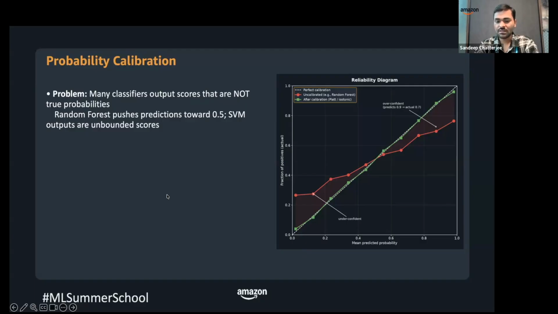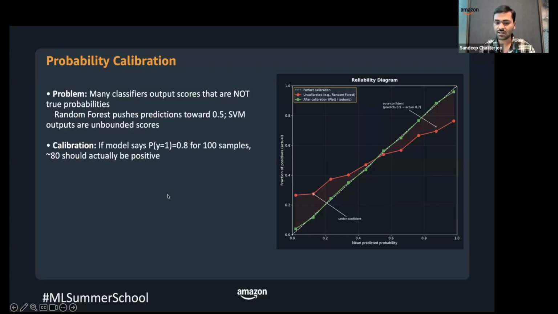So we define calibration with the 80-100 rule. What does it mean to be truly calibrated? It's exactly what it sounds like in plain English. If your model looks at 100 different data points and says, I am 80% confident that this belongs to the positive class, then exactly 80% of them should be positive.